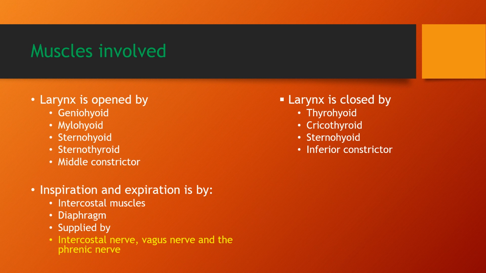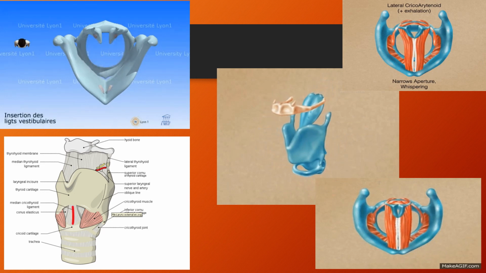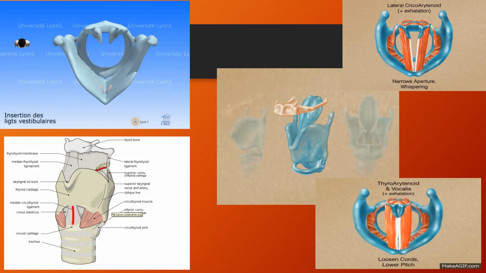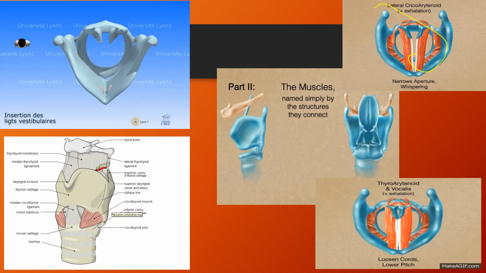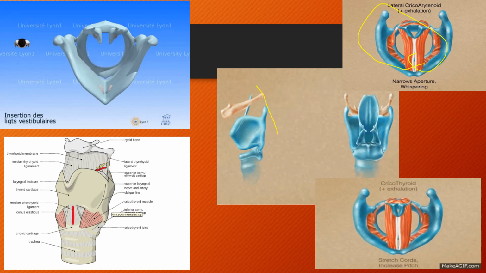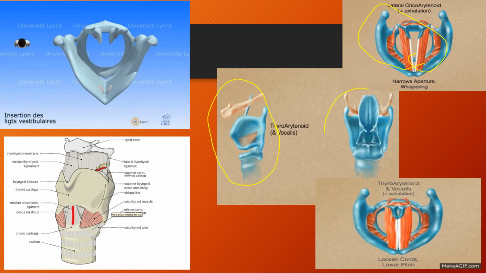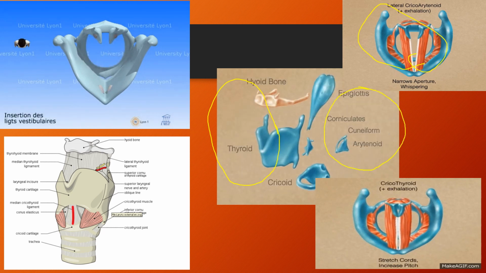From these muscles' names, we can find out where the muscles are. For example, sternohyoid means it is between the sternum and the hyoid bone. So larynx is closed by thyrohyoid, cricohyoid, sternohyoid, and inferior constrictor. So once again, the muscles here, during exhalation and inhalation, open and close the vocal cord, and connecting these bony and cartilaginous structures are the muscles of the larynx.